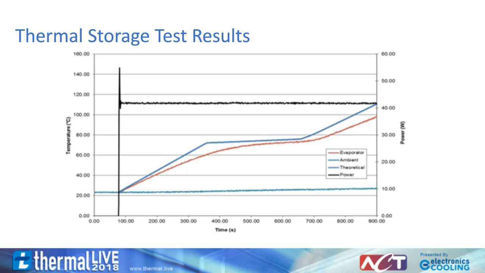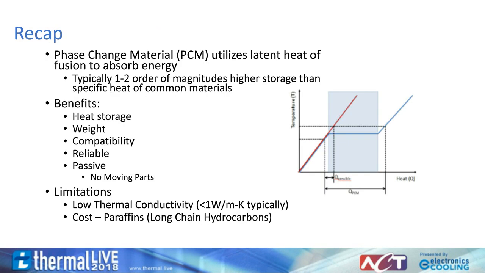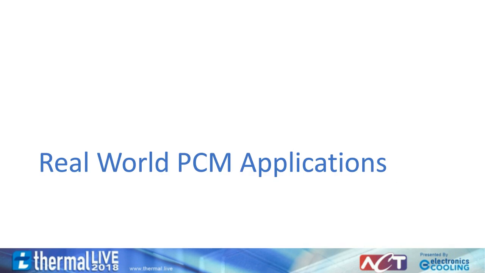To recap, phase change material utilizes the latent heat diffusion to absorb thermal energy. Latent heat is typically 1 to 2 orders of magnitude higher than specific heat. PCM is commonly used as a passive heat storage device that provides reliable cooling for a given period of time. However, it is important to consider the low thermal conductivity with respect to the volume needed. Now, we will dive into some applications in which PCM is utilized.